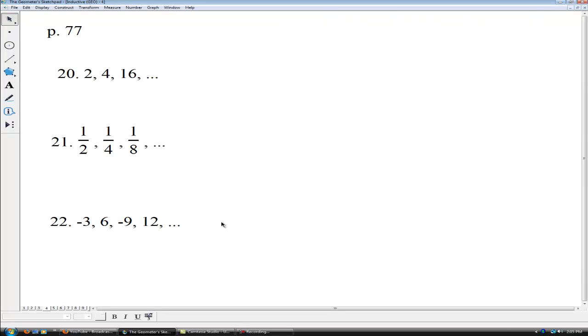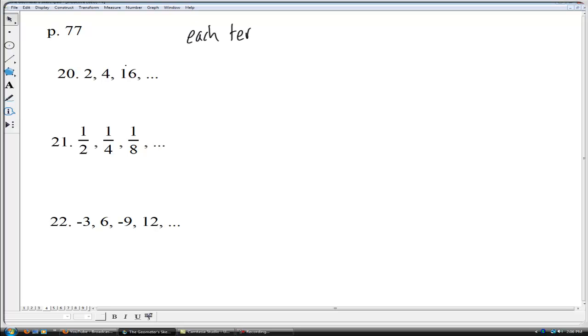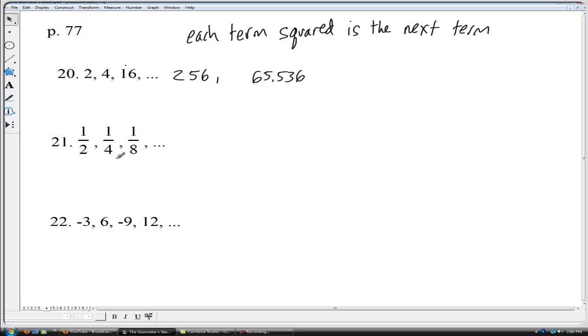Now let's look at a few problems from your book. This could be helpful for homework in section 1. Number 20, the instructions say make a conjecture about each pattern. Write the next 2 items. Well, it's looking to me like some multiplication. 2 times itself is 4. 4 times itself is 16. So my conjecture is each term squared is the next term, or times itself. So if I square 16, my next term would be 256. If I were to square 256, my next term would be 65,536.